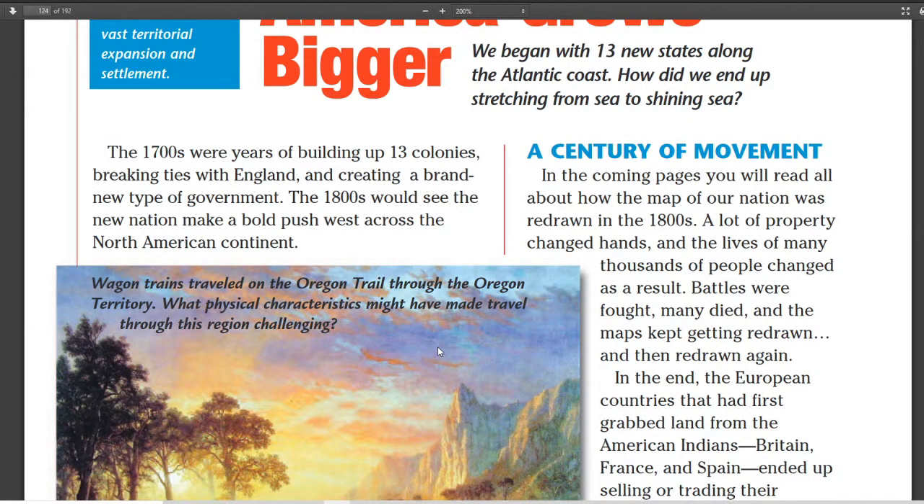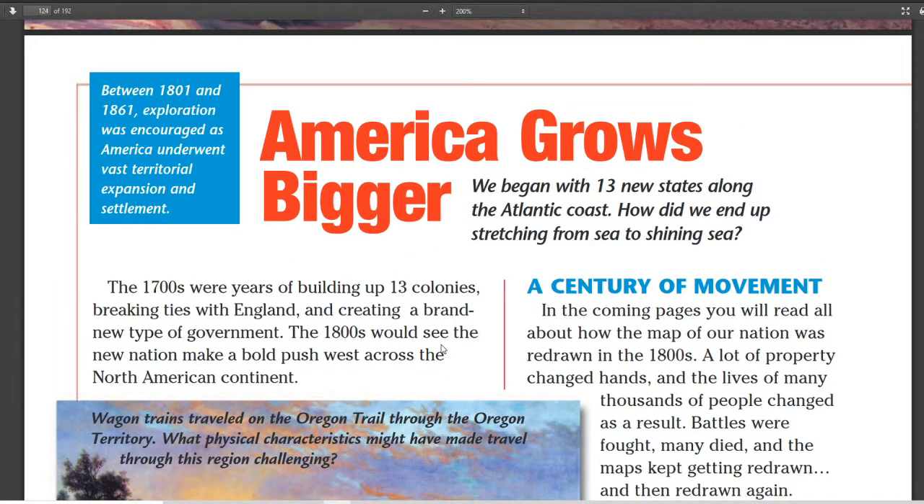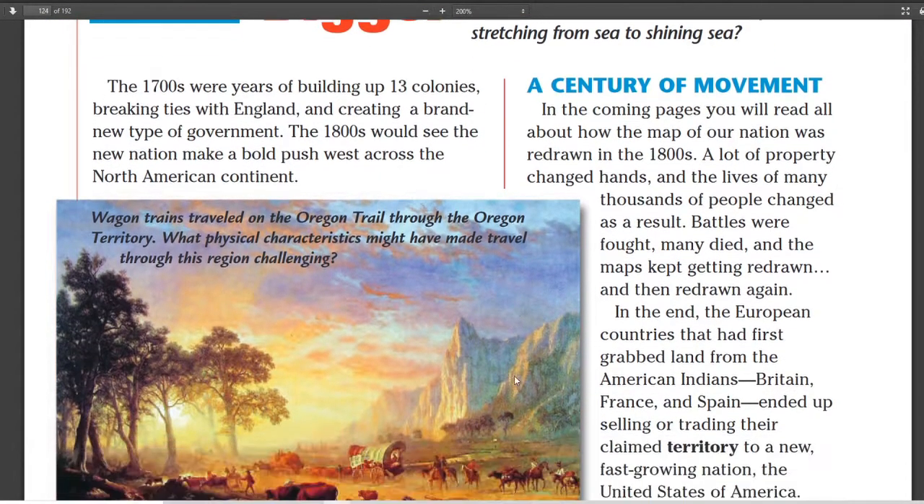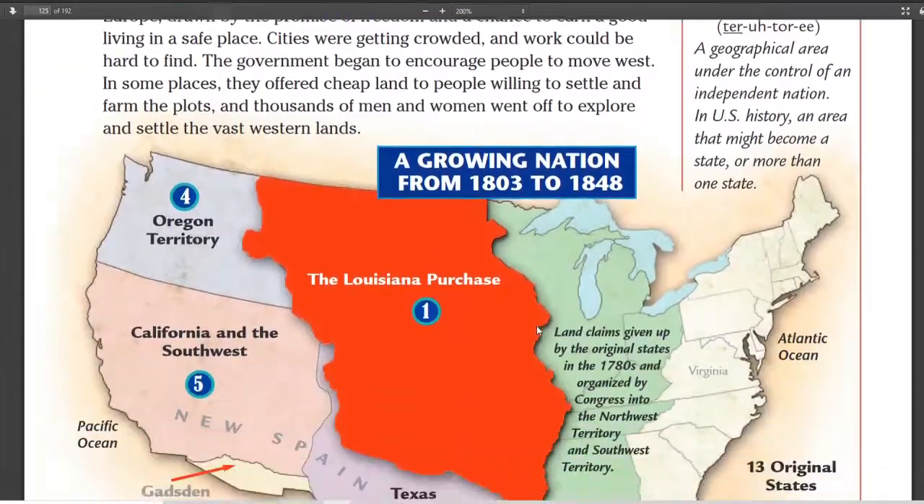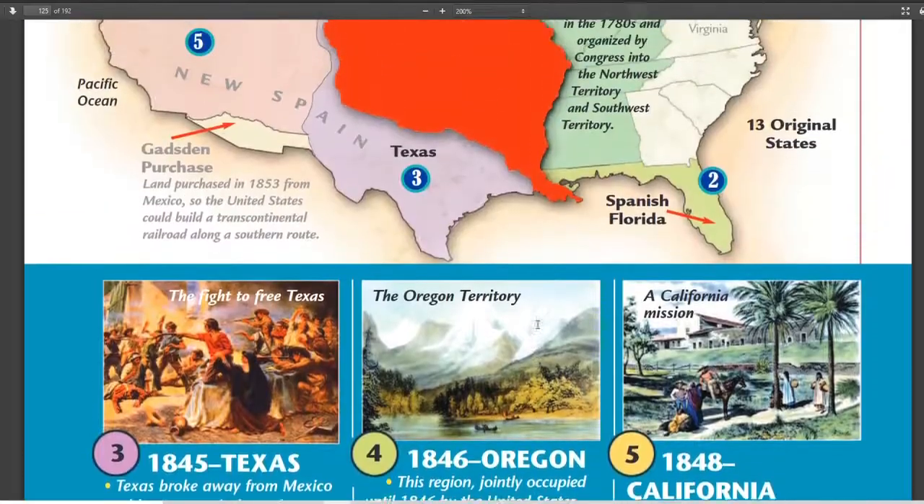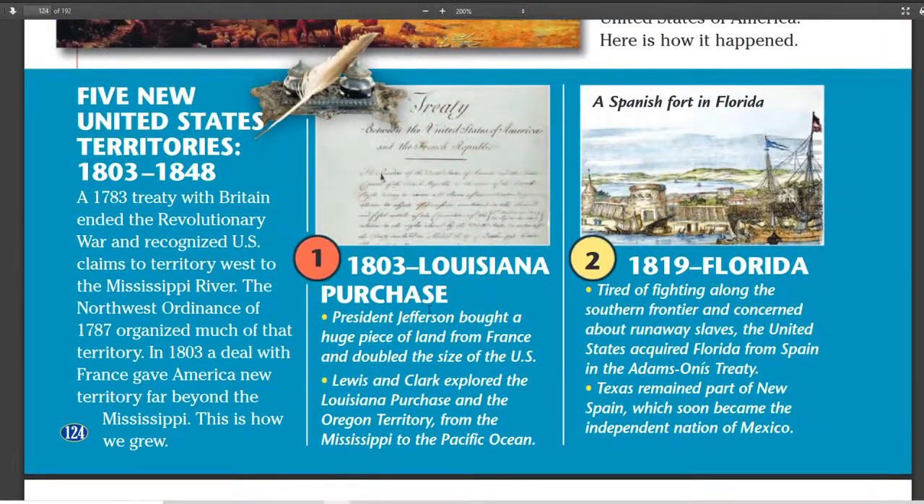Okay, I'm just going to quickly review Chapter 7 for our Kahoot test. And the things that I really want you to focus on are these things right here at the bottom of page 124 and 125. Louisiana Purchase, 1803, President Jefferson buys it from France. Lewis and Clark explores it.